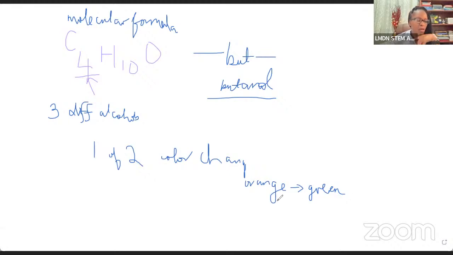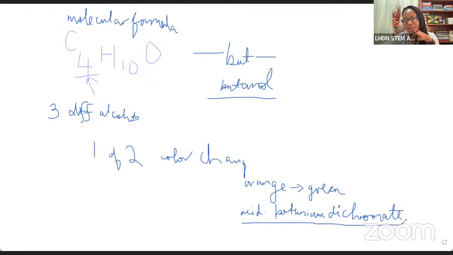With acidified, let me just go do a shorthand. Acidified potassium dichromate, right? And guys, what is potassium dichromate? What is this that they're testing it with? What does a test with potassium dichromate tell us? Because guys, this is the key to this question, right? We have to know what this is doing and what this color change represents.